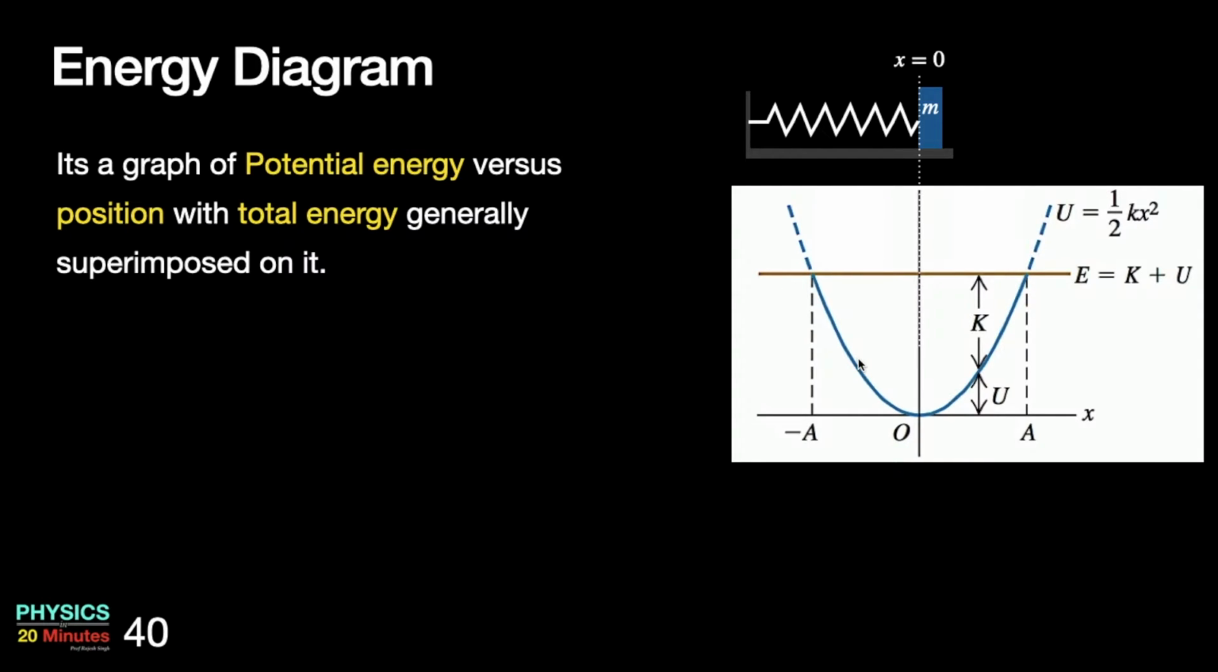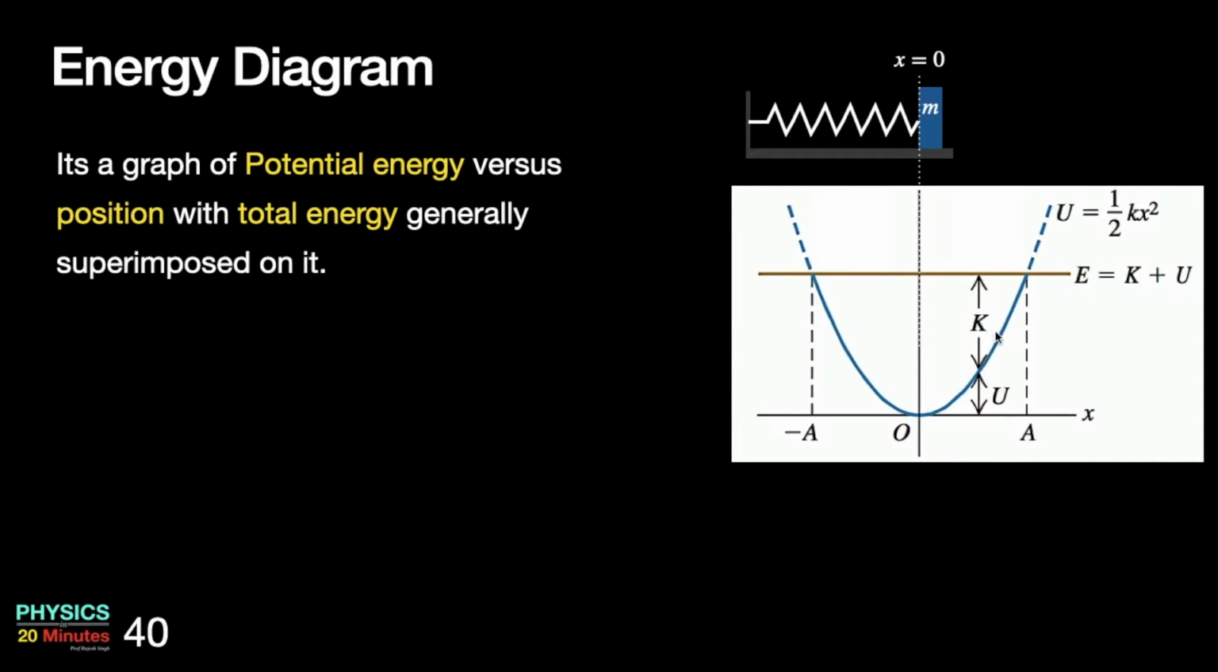Okay, now on this the total energy is superimposed. So this is my total energy. Total energy is constant here. At any point, whatever is the total energy, it is composed of k plus u. The height from the potential energy curve to the total energy represents the kinetic energy part, and this height represents the potential energy part.